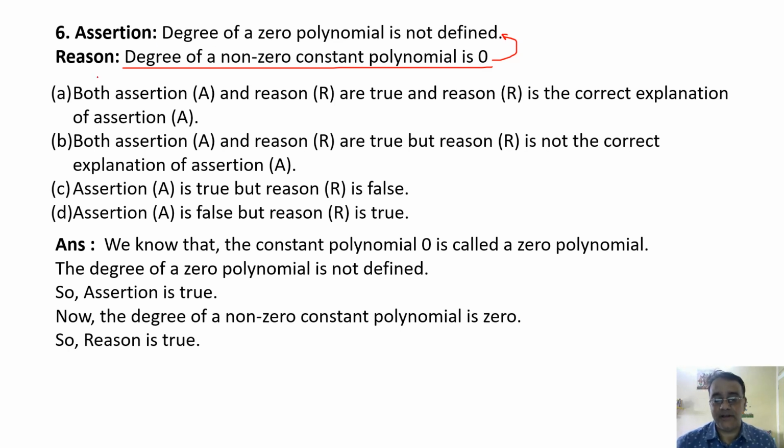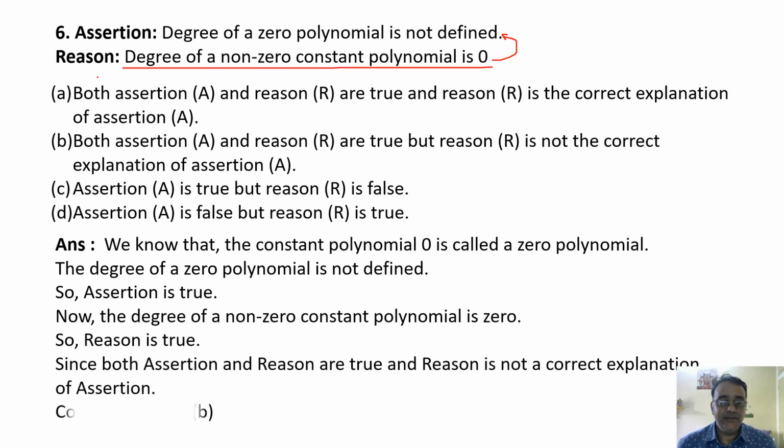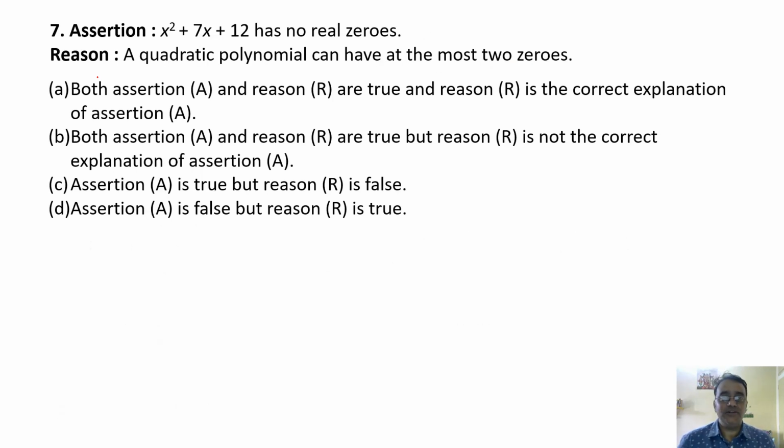अपने आप में दोनों true हैं, लेकिन क्या reason assertion को explain कर रहा है? नहीं कर रहा sir. Yes, very good. Since both assertion and reason are true, but the reason is not a correct explanation of the assertion, the correct option is B. Right. Very good.